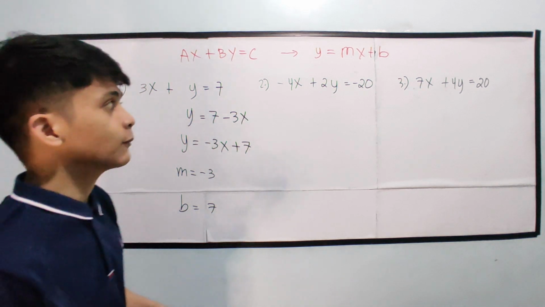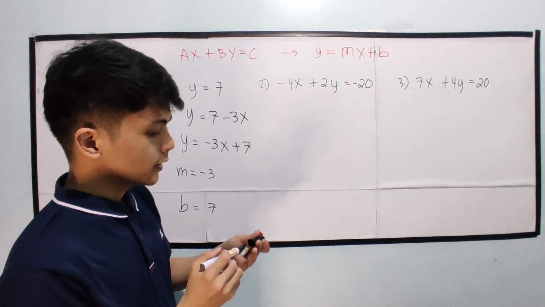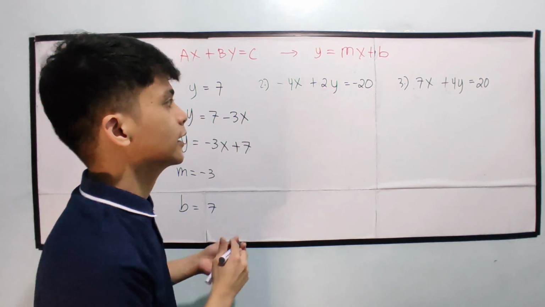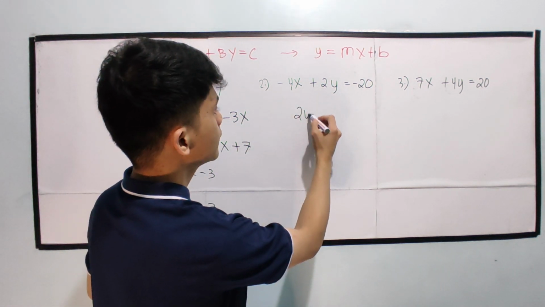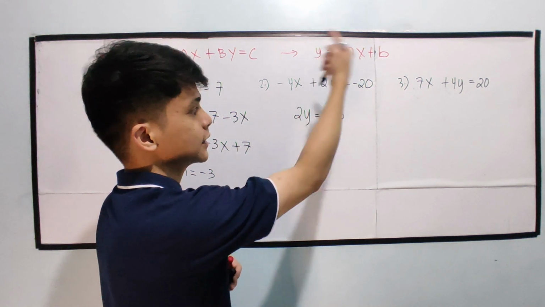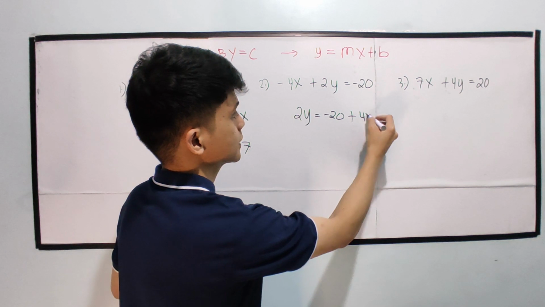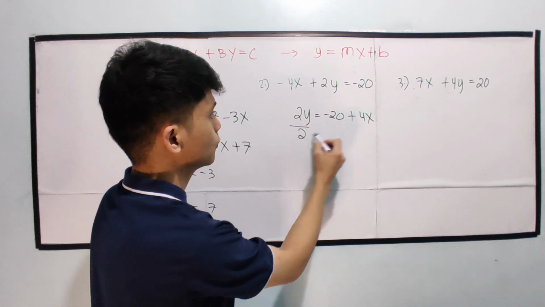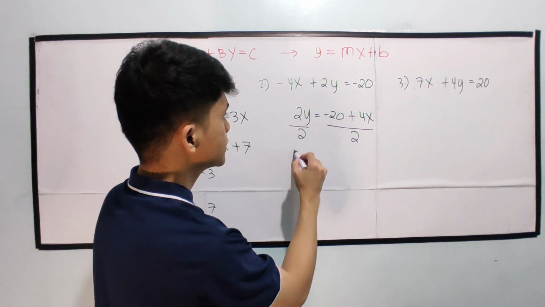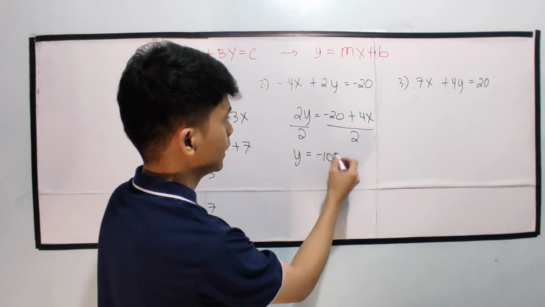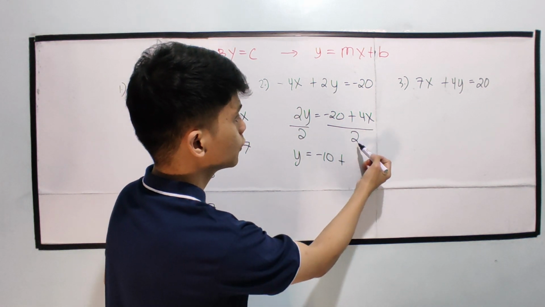Okay? So for example, number 2. So again, kailangan natin i-isolate si y. So dapat y lang yung matira dito. So 2y, lipat natin tong negative 4x sa kabila, magiging positive 4x. And then, may 2 pa dito, so divide lang tayo ng 2. So y is equal to negative 20 over 2, negative 10 na lang. Plus 4 over 2, that is 2 na lang.